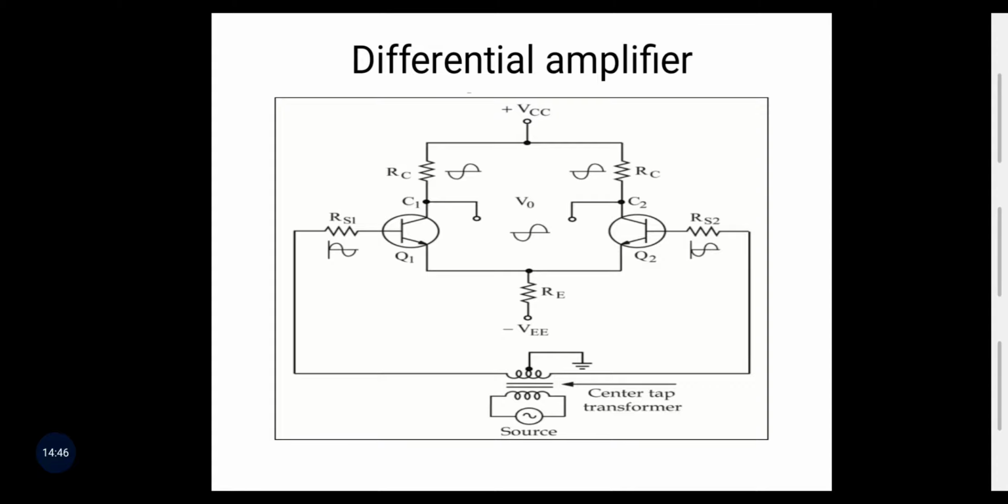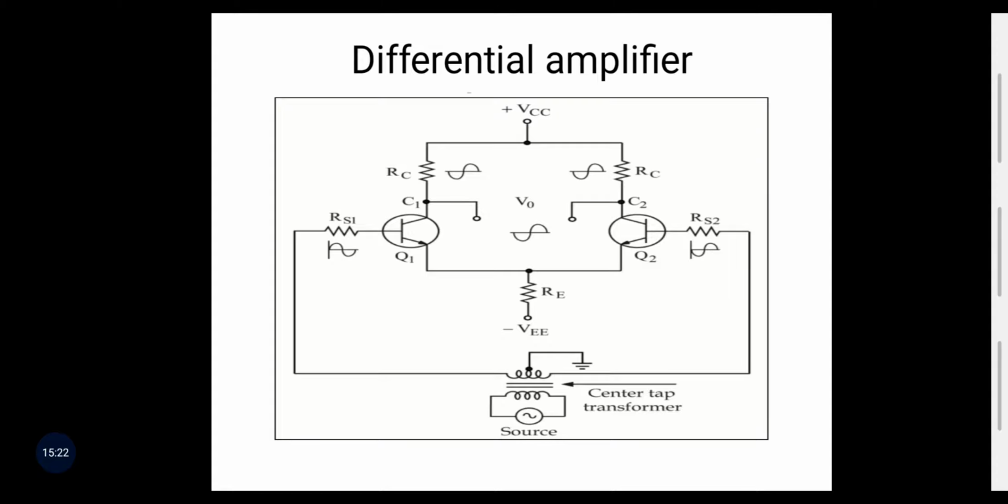The common mode signals are rejected by the differential amplifier. It is because a differential amplifier amplifies the difference between the two signals, that is V1 minus V2, and here V1 equal to V2. So common mode signals mean two signals that have the same phase and same amplitude.